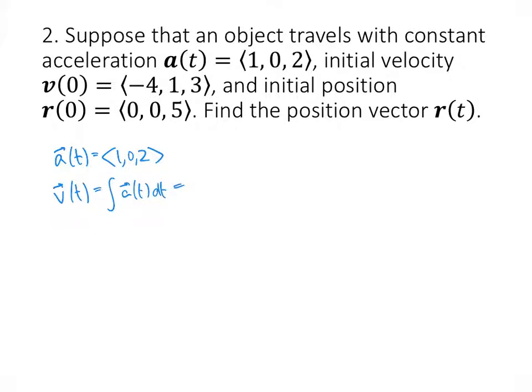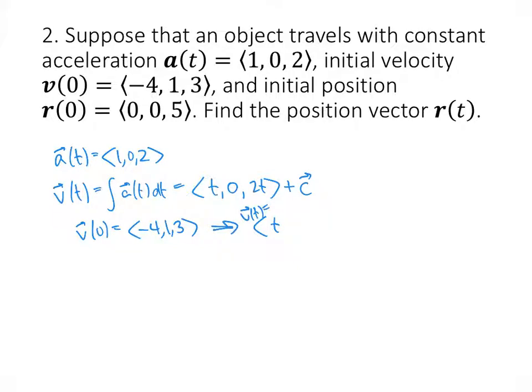Velocity is the antiderivative of acceleration, so that's going to be t, 0, 2t, plus some constant vector that we'll call c. Since we know that v of 0 is the vector negative 4, 1, 3, plugging that in lets us figure out that our velocity vector is t minus 4, 1, and 2t plus 3. Finally, our position vector is the antiderivative of the velocity vector.